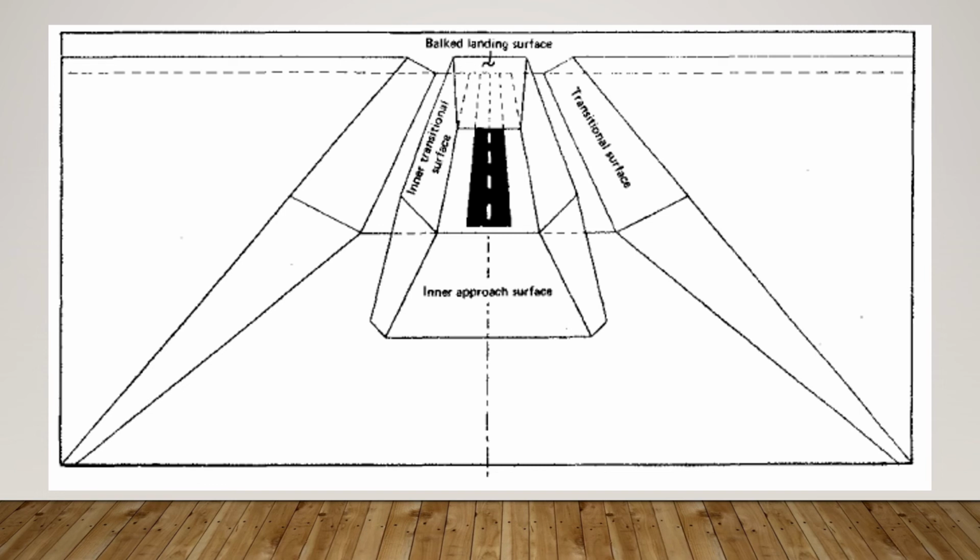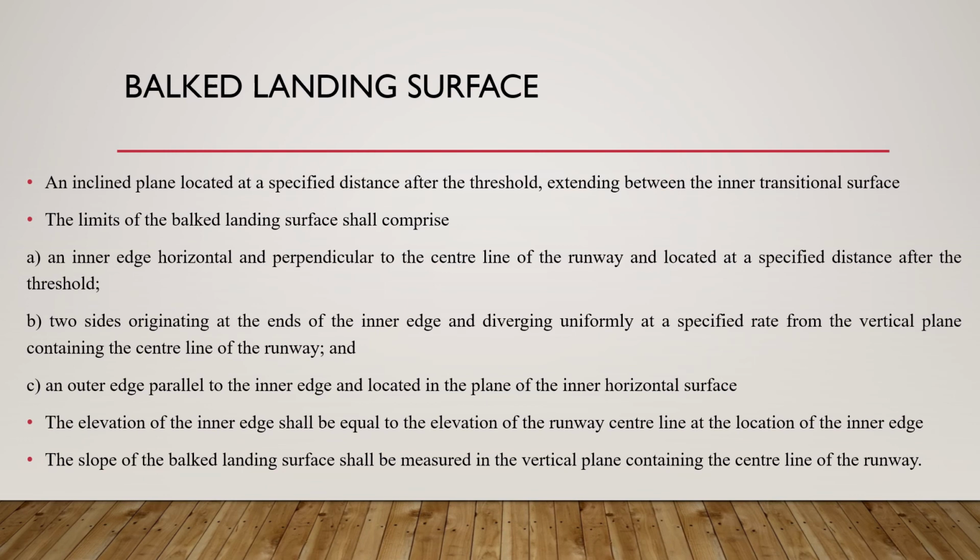So now the inner edge of the approach surface, or the inner approach surface, is the surface. The inner transitional surface meets the inner edge of the approach surface on one side and extends down parallelly to the runway and meets the balked landing surface on the other edge. So the transitional surface meets the approach surface on both the ends, that is, it forms the lower edge of the transitional surface. So the next surface which we are going to see is the balked landing surface.